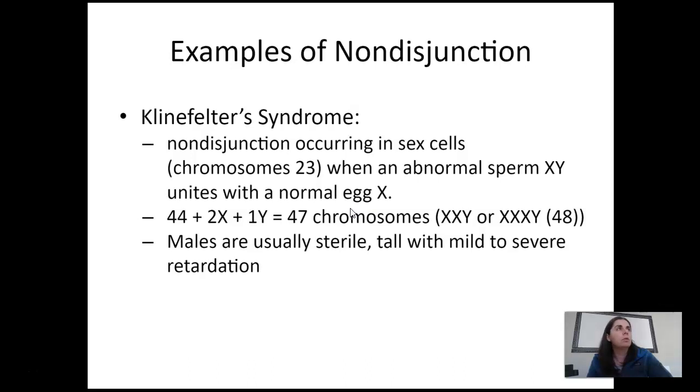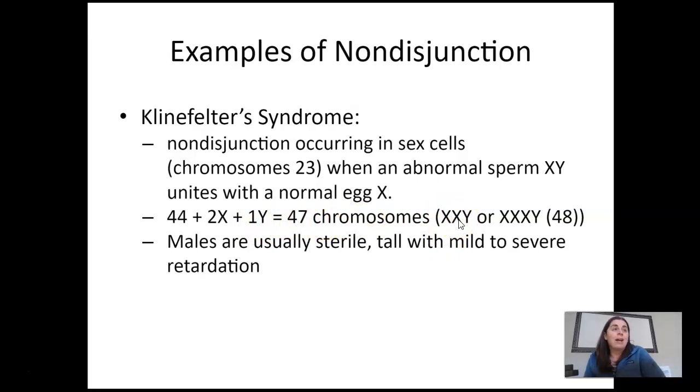The next disorder that we're going to look at is Klinefelter's, and this is where you have non-disjunction occurring in your sex cells, so chromosome 23, and you have an abnormal sperm that unites with a normal egg. Alright, so by an abnormal sperm, we have an X and a Y instead of just one or the other, and your egg is just X. So you would have your 44 normal body chromosomes, autosomes. You would have 2 X chromosomes, one from mom, one from dad, and then dad would also give a Y chromosome as well, which will give you that 47 chromosomes.